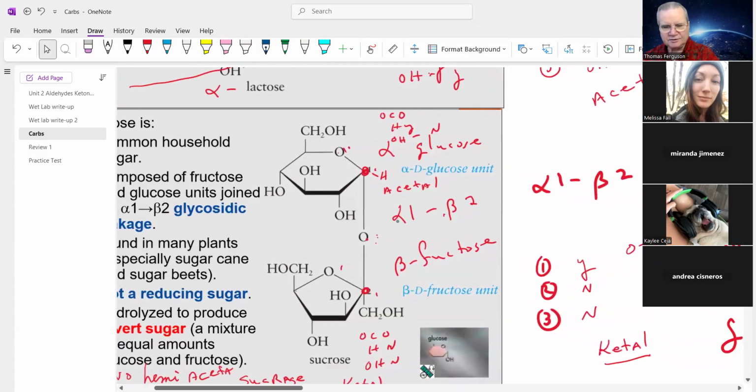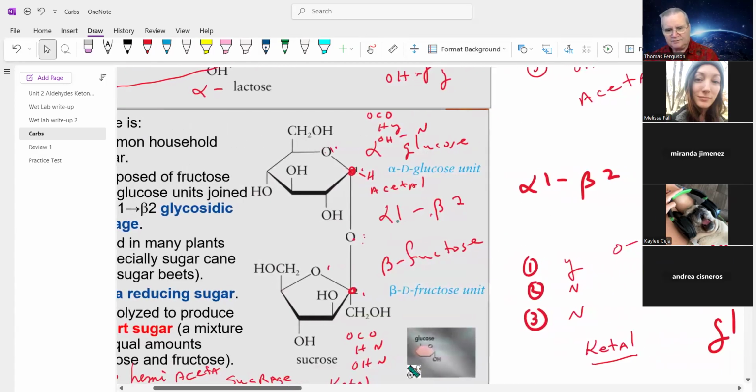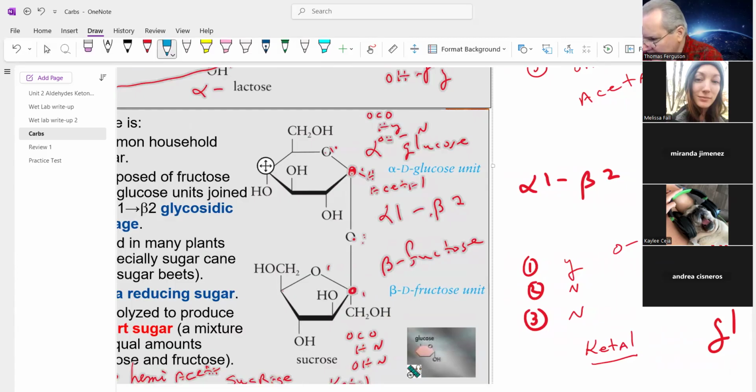Now let's look at the linkage here. Because the linkage is through the anomeric carbons. So we've got this O going down. So that's for this one up here, it's an alpha carbon number 1, alpha 1. Here, the anomeric carbon on the fructose is on carbon number 2, and it's going up. So that's a beta 2. So this is an alpha 1 beta 2 glycosidic linkage.